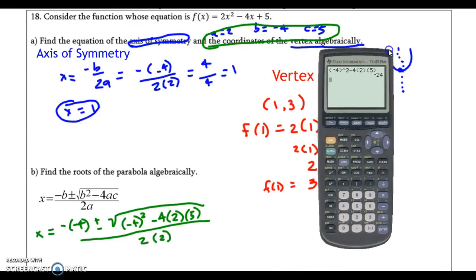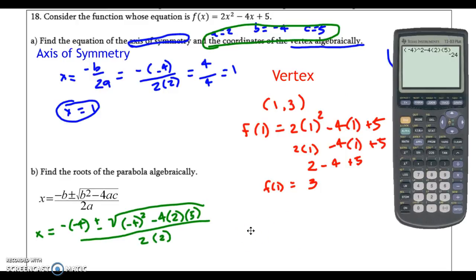Alarm bells should be going off in your head right now. Oh no, it's a negative. So the next thing I'm going to write is this: equal to, I know negative times negative 4 is positive 4. My plus or minus stays here. The square root is of a negative number, negative 24, divided by 2 times 2, which is 4. I'm not going to continue solving this. I can stop right here because I know that any negative square root means it's an imaginary number. So if this is an imaginary number, we can say imaginary or no roots.